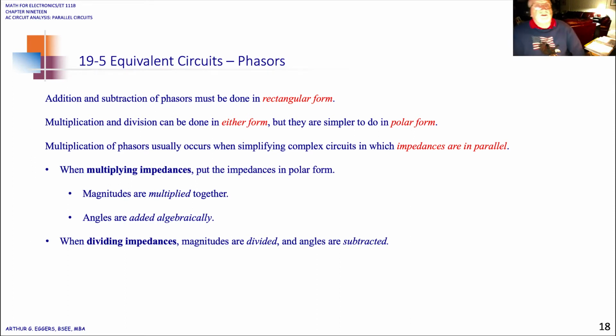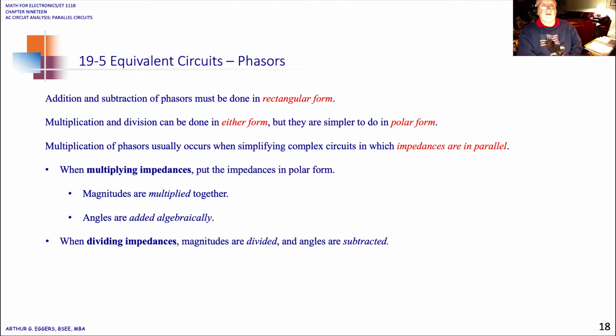Take a look at equivalent circuits with phasors. We're going to look at addition and subtraction of phasors and understanding that it must be done in rectangular form. Multiplication and division can be done in either form, but it's simpler to do in polar form. So we're looking at using some of our mathematical manipulations that we've learned in the past in dealing with complex numbers, in this case phasors, and determining what is the easiest way to handle. Do we leave it in rectangular form or do we need to convert it to polar form? So it just depends on the operations that we're doing.